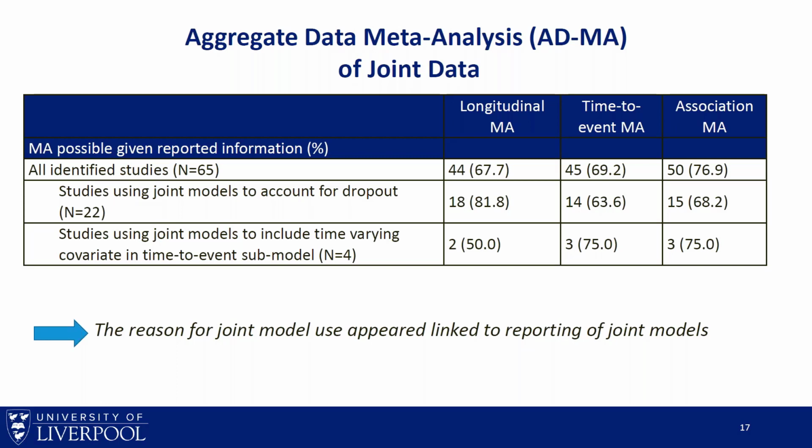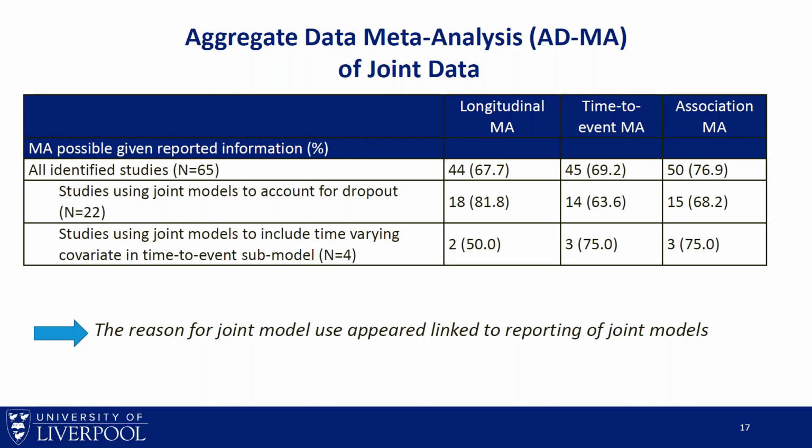However, we also tried to split results according to the reasons stated for using a joint model. So were they interested in accounting for dropout in the longitudinal component, or using time varying covariates in the time to event component? Not all studies reported a reason for using a joint model, and some reported many different reasons. However, if we examine the 22 studies that say that they used a joint model to account for dropout in the longitudinal component, you can see that the longitudinal component is much better reported than the time to event component. So we're not seeing full reporting of the results from a joint model, even in supplemental information, and the parts of the joint model that are reported are linked to the reason for using a joint model.